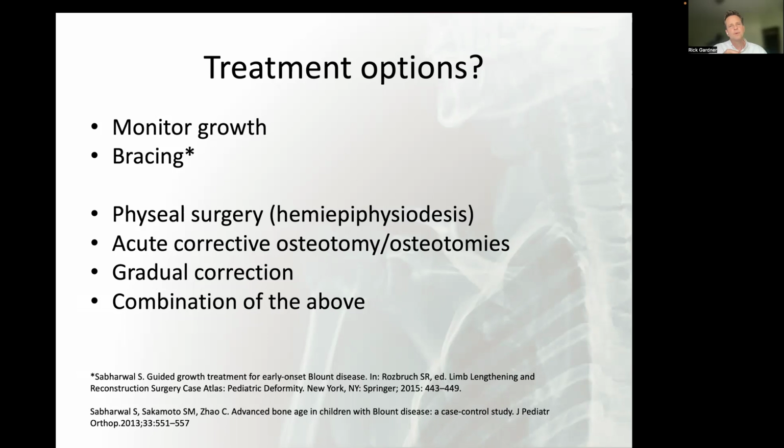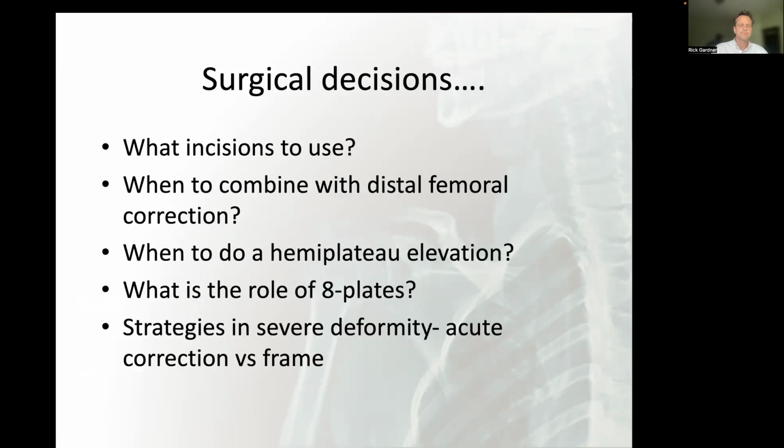But the major surgical treatment options would be physeal surgery, whereby we'd be doing a hemi-epiphysiodesis, so putting an 8-plate or a staple to slow growth on the lateral aspect to allow the medial side to catch up. An acute corrective osteotomy or osteotomies, whether you do gradual correction using a frame, or whether it's a combination of all of these.